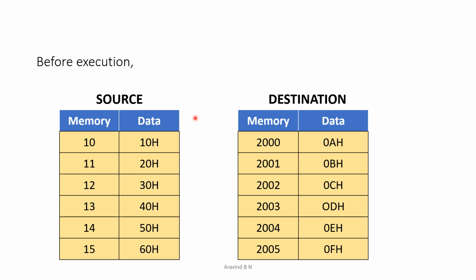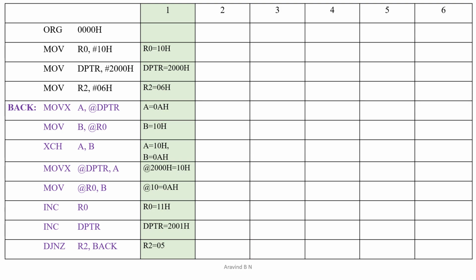Now the data that we are going to make use of will be of this pattern. So this is the internal memory location. There we are going to store the data 10H, 20H, 30H, 40H, 50H and 60H sequentially, and this is the external memory location starting from 2000H. There we are going to store the data from 0AH up to 0FH sequentially. Now let us observe what happens in each iteration as per the data that we have considered.